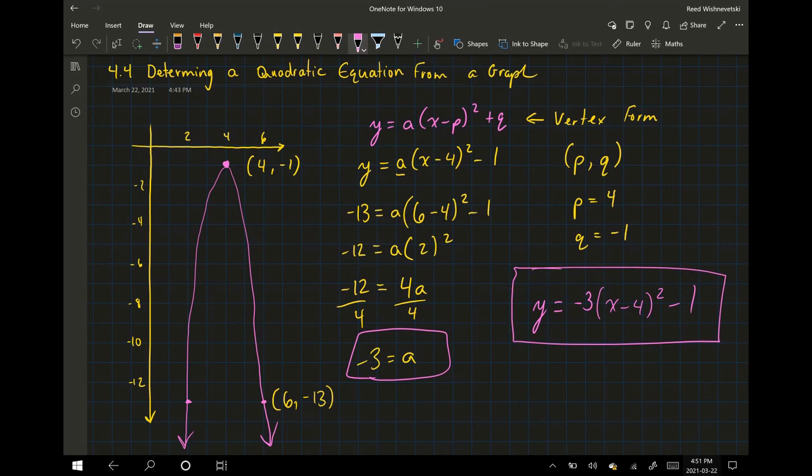And we know that this is true because we can see that since negative 3 means you have a negative a value, that means that our parabola is opening down.